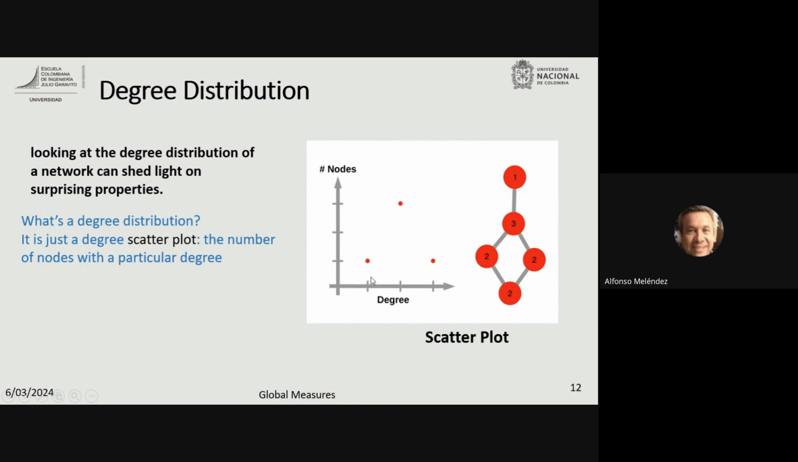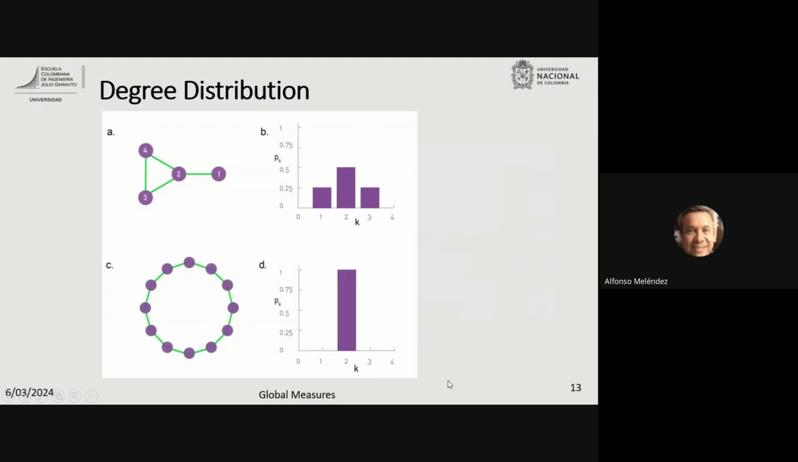The number of nodes with a particular degree. Sometimes this is drawn not as a scatter plot, but as a histogram. So you have one bar here, one bar here, one bar here. These are examples. For example, this here is a regular network. What is a regular network? A regular network is a network where all the nodes have the same degree. Here, all nodes have degree 2, and this is the histogram. Look, all nodes have degree 2. This is a similar example as before.